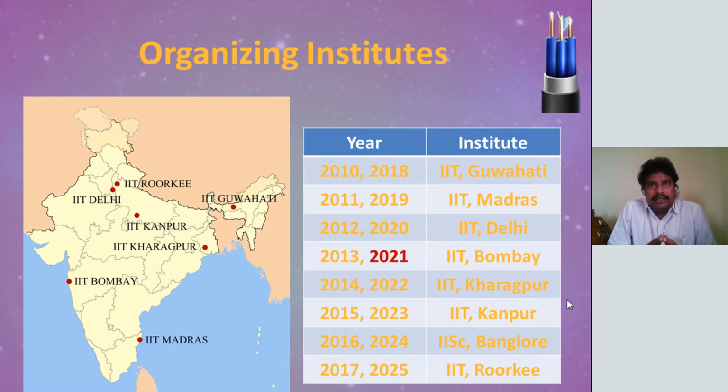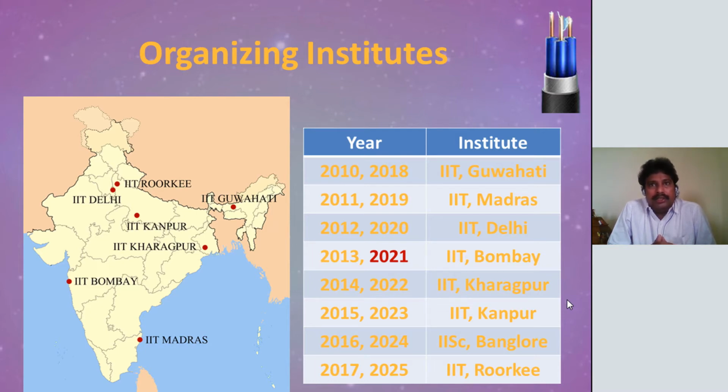When the GATE examination was started, only 5 IITs and the Indian Institute of Science used to conduct it. It is IIT Madras, IIT Delhi, IIT Bombay, IIT Kanpur, and IISc Bangalore that used to conduct the GATE examination. Later, from 2008 onwards, IIT Guwahati and IIT Roorkee were also given permission to conduct this GATE examination.